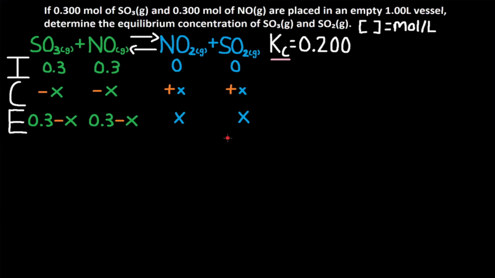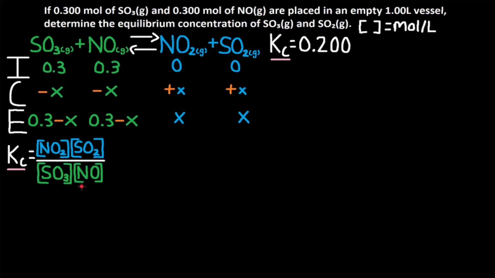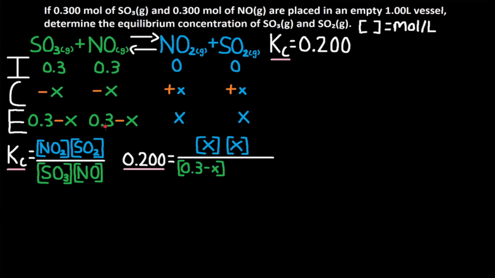Now that we completed the ice table, we can write the equilibrium constant expression. Kc is equal to products divided by reactants. So we have NO2 multiplied by SO2 divided by SO3 multiplied by NO. Plug in the numbers available. We have the Kc value is 0.200. So 0.200 is equal to x multiplied by x divided by 0.3 minus x multiplied by 0.3 minus x. We can write this in a better way in which the numerator will be x squared, because x multiplied by x, and 0.3 minus x multiplied by 0.3 minus x can be written as 0.3 minus x squared.